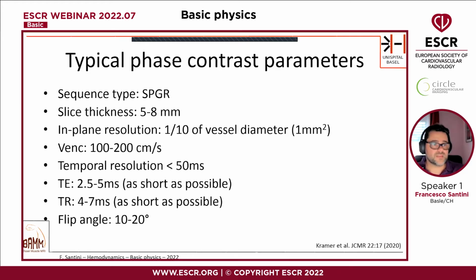Typical sequence types are spoiled gradient echo sequences. Slice thickness is 5 to 8 millimeters. And we have usually a 1 millimeter square resolution or less. Venc for vessels is around this value. This is something that you can set. Temporal resolution is around 50 milliseconds, less than 50 milliseconds, and we will see it in a moment.